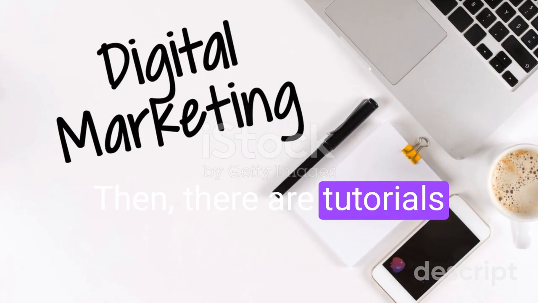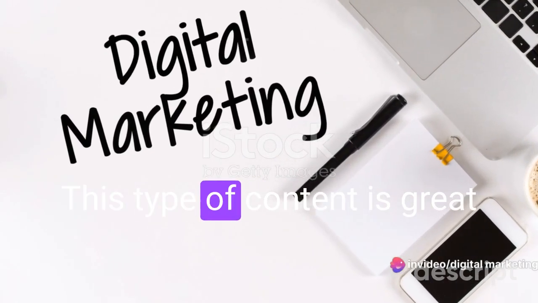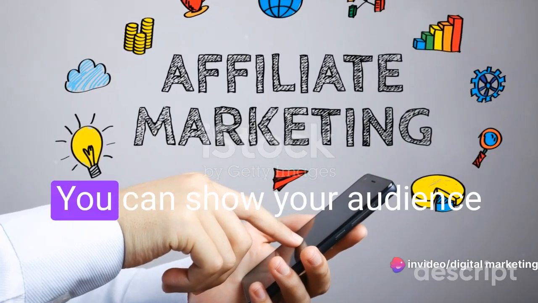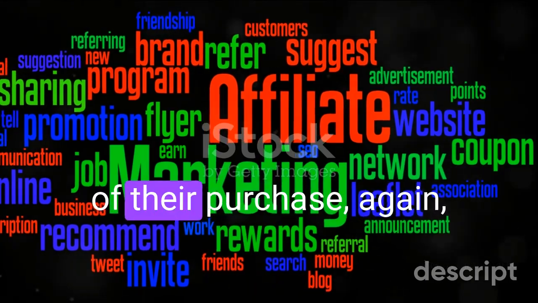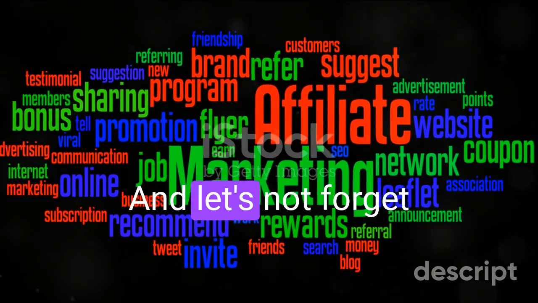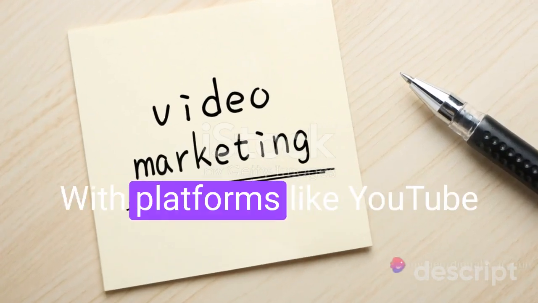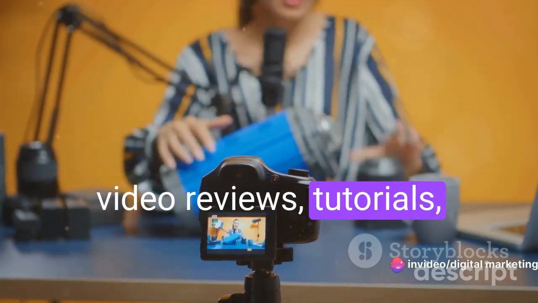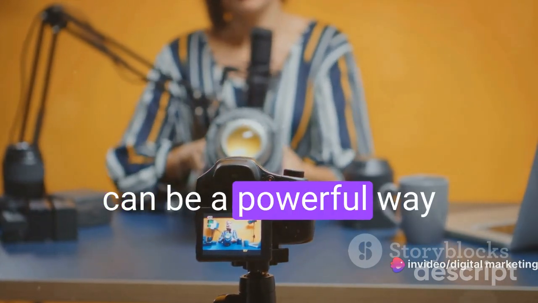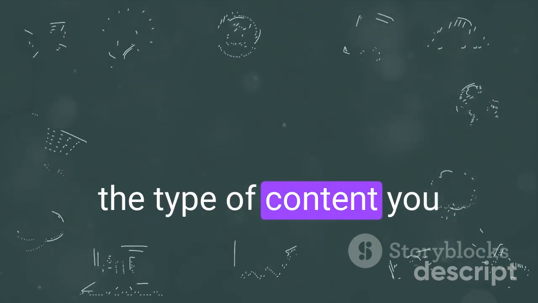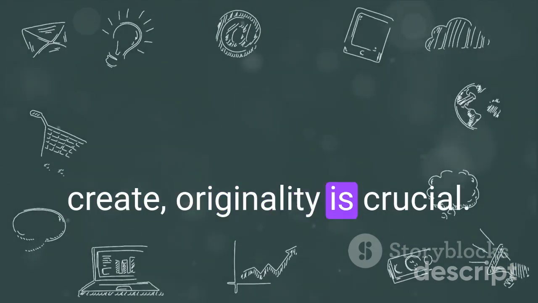Then, there are tutorials or how-to guides. This type of content is great for products that require a bit of know-how to use. You can show your audience how to get the most out of their purchase, again, naturally incorporating your affiliate links. And let's not forget about video content. With platforms like YouTube on the rise, creating video reviews, tutorials, or informative content can be a powerful way to reach your audience.